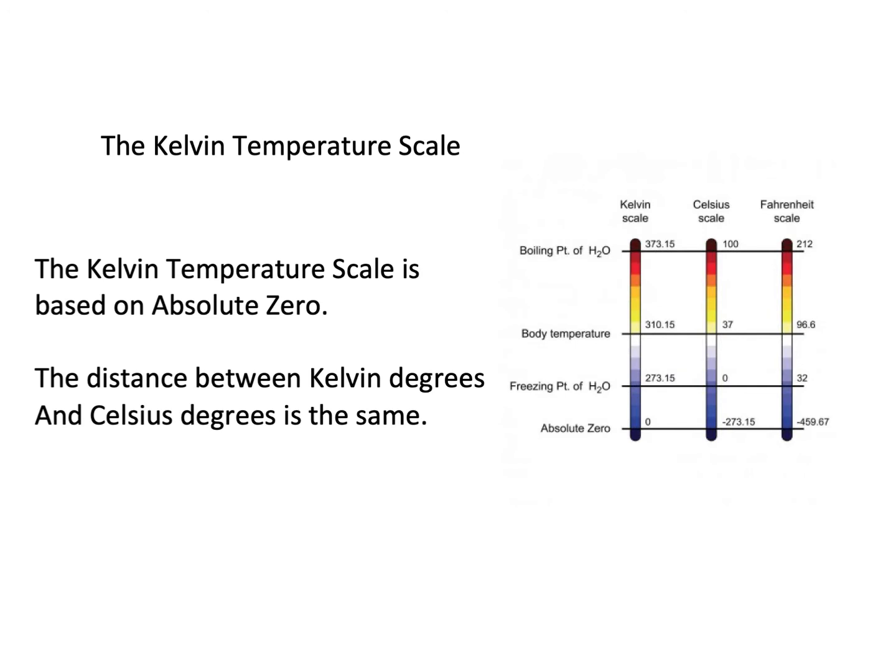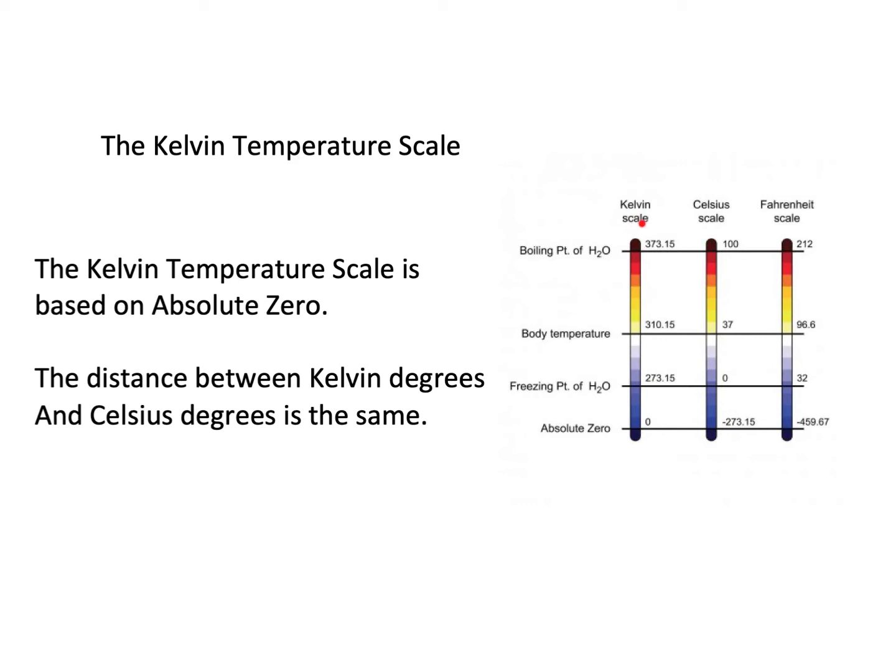Now, we talked about the Celsius scale and the Fahrenheit scale. There's a third temperature scale, and it's the one that's based on absolute zero. And that's called the Kelvin temperature scale. Now, the distance between Kelvin temperature degrees and Celsius temperature degrees is the same. And I'll explain what I mean by that in just a minute. But let's look at this image showing 3 different thermometers and some common temperatures.